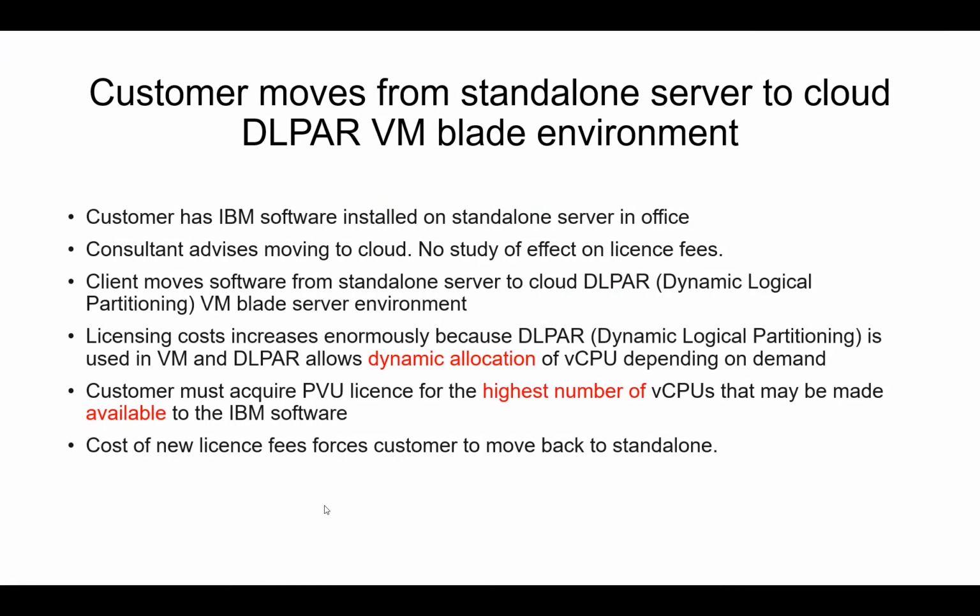The client had absolutely no idea that this was going to happen. In the end, the cost forced the client to move back to standalone. Some attempt was made to do some partitioning, but it didn't really work. So, Guy, this really is a great example of reading your license agreements before actually switching. Is that correct?